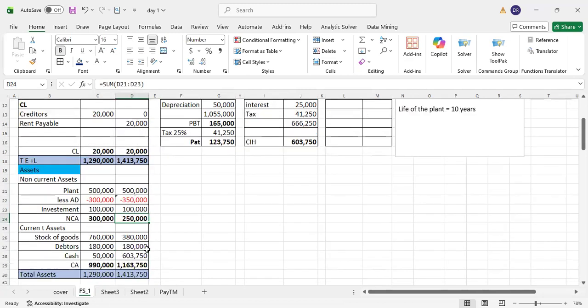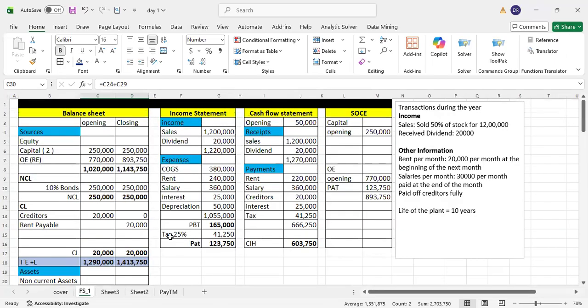So the non-current assets are reduced from 300,000 to 250 because of depreciation. The total current assets is 1.163 million. So the total assets are equal to the total equity plus liability. So we are able to observe the interrelationship between the financial statements.